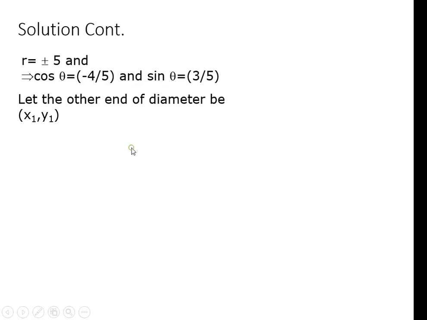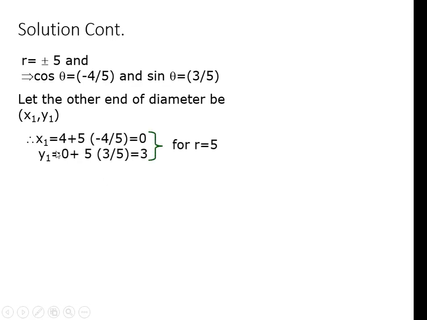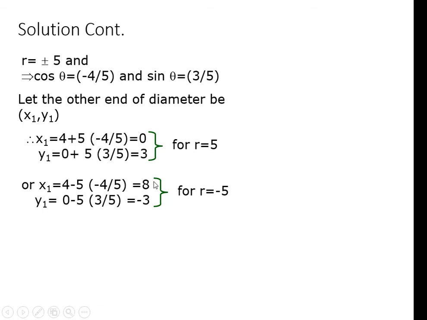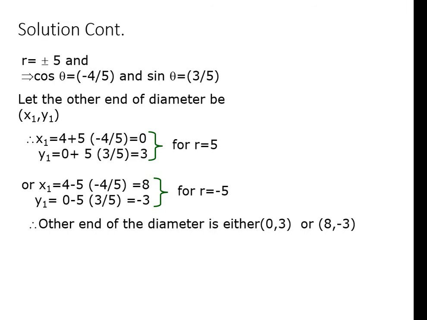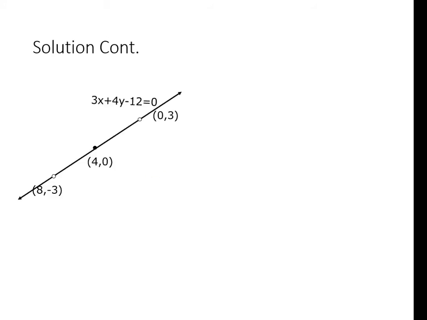Let the other end of the diameter be (x1, y1). So x1 is equal to 4 plus 5 cos theta and y1 is equal to 0 plus 5 sin theta. So we put r is equal to 5 and minus 5. If 5, then x1 is equal to 0 and y1 is equal to 3. If minus 5, then x1 is equal to 8 and y1 is equal to minus 3. So these are the other ends of the diameter.